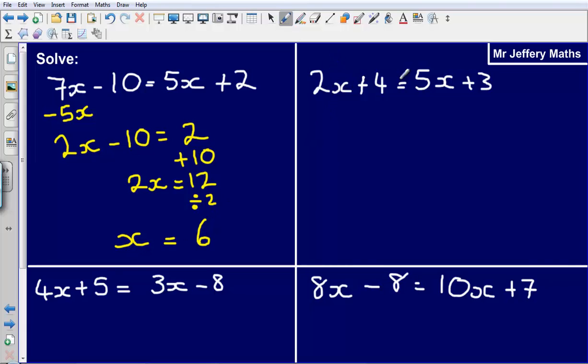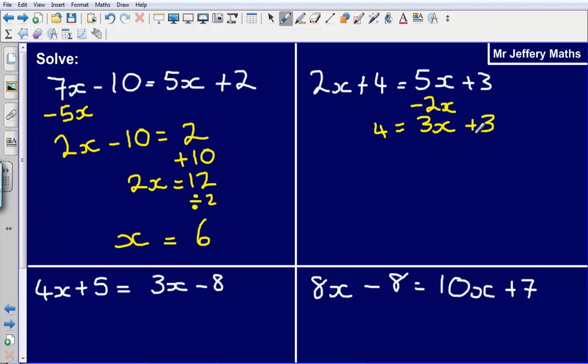Second example here, I've got 2x plus 4 is equal to 5x plus 3. So again, to get all of my x's on just one side, I'm going to subtract the smallest x away from the larger one. So that gives me 5x minus that 2x. This leaves me with 4 is equal to 5x minus 2x, which is 3x, plus 3.